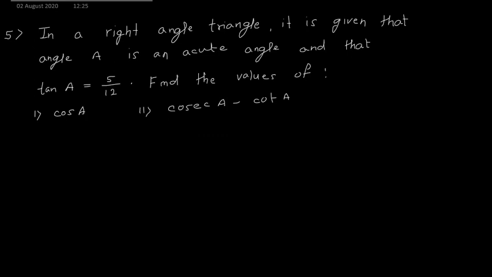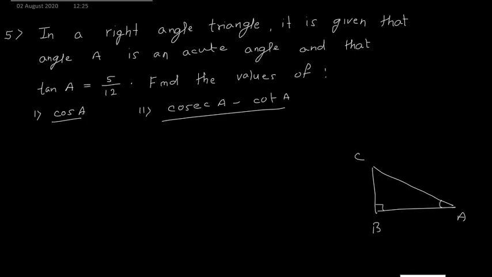In a right angle triangle, it is given that angle A is an acute angle and that tan A is 5 upon 12. Find the value of cos A and cosec A minus cot A. So in a right triangle, angle A is an acute angle. Let us draw one right angle triangle and an acute angle. Here A is the acute angle, and let us name the others B and C. So angle B is 90 degree.